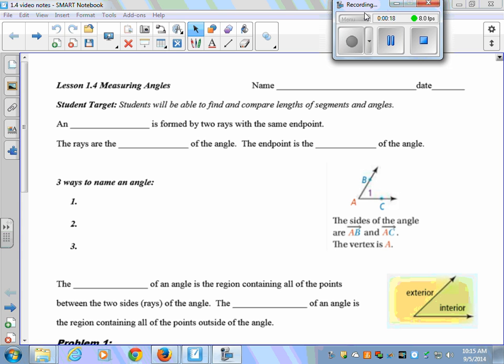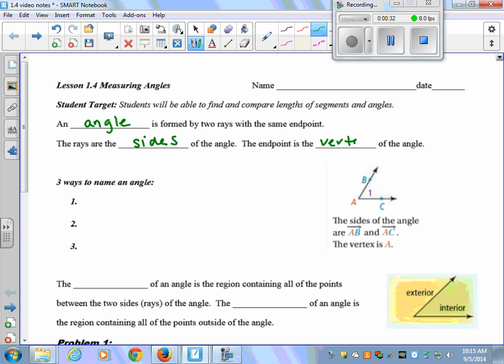So an angle is formed by two rays with the same endpoint. We're going to write the word angle in here. The rays are the sides of the angle, and the endpoint is called the vertex of the angle. So I think you've seen an angle before. If we look down at this angle here, the vertex would be angle A, the sides would be ray AB and ray AC.